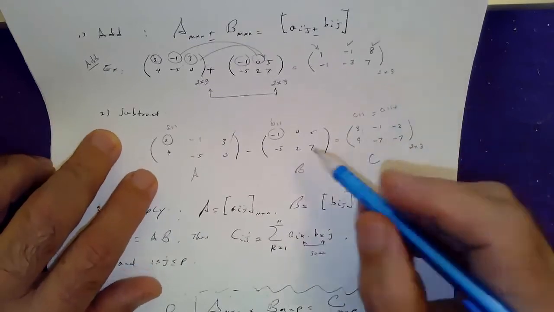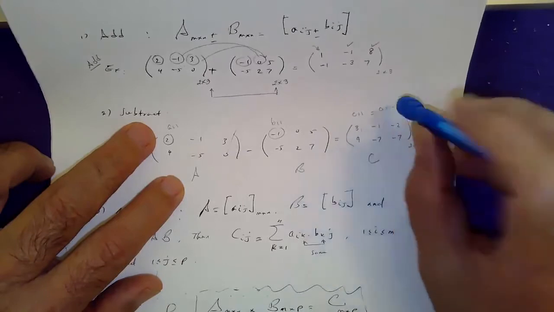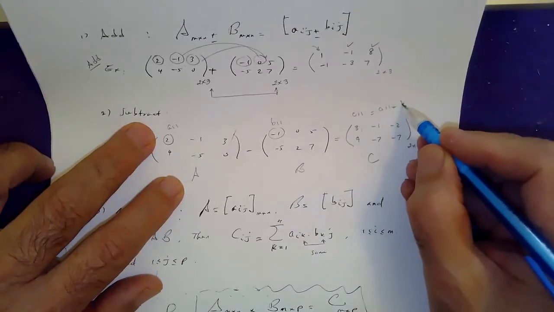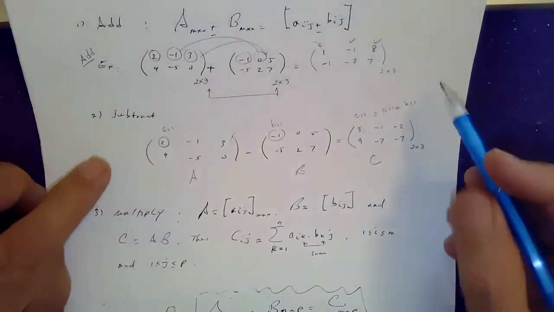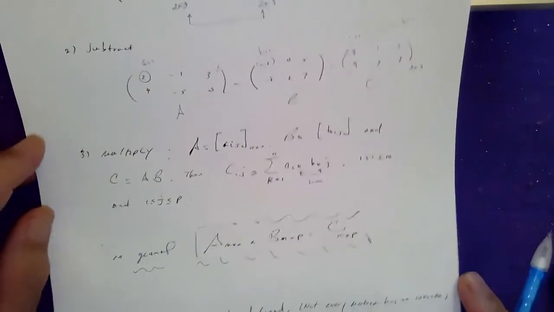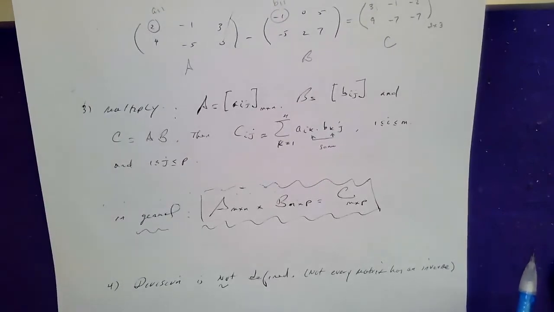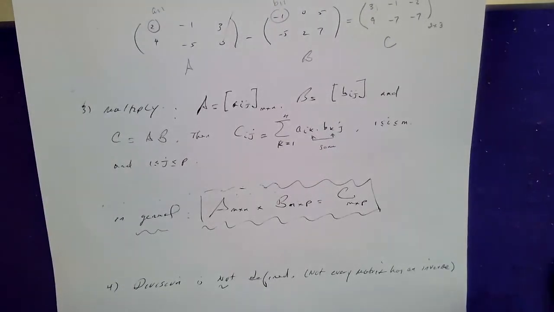Excuse me, this was subtraction. So it has to be A11 minus B11. In other words, you have to go by the order. So that's basically what it is. However, when it comes to multiplication, it's a bit tricky.